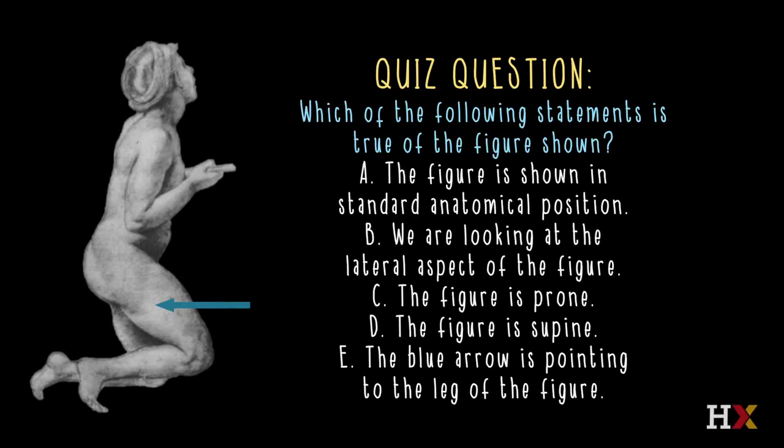The only one of the statements that's true is that we're looking at the lateral aspects. If she were standing in standard anatomical position, she would be standing upright. She's not prone because she's not lying face down. She's not supine because she's not lying face up. And the blue arrow is pointing to the thigh and not the leg.